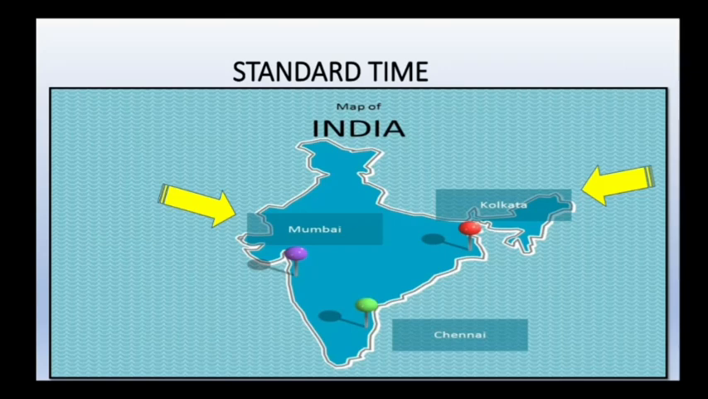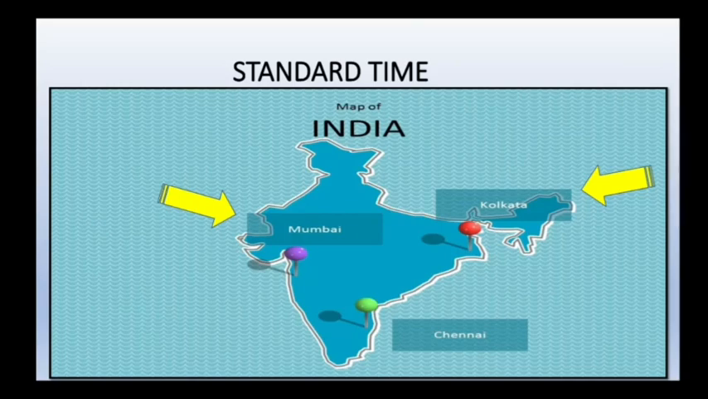Standard time is a uniform time for places in approximately the same longitude in a country or a region. So children, let us understand standard time in detail. Both Mumbai and Kolkata are located within India, but on different longitudes. The difference between the longitudes of Mumbai and Kolkata is 15 degrees. So their local time differs by an hour.